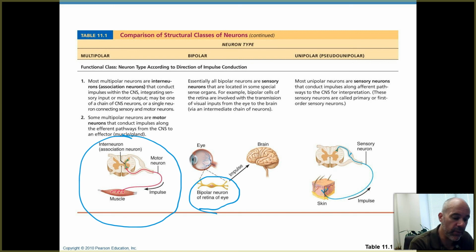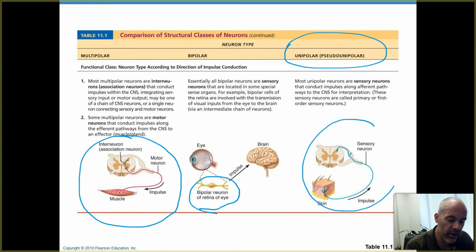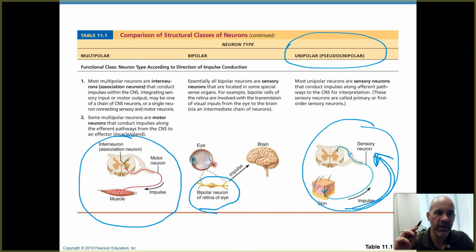And then again, your unipolar type neurons are sensory neurons which conduct incoming information from places like the skin and vital organs toward the spinal cord, in many cases, if not the majority of cases, but in other cases, sometimes that incoming information is going straight to the brainstem rather than the spinal cord.